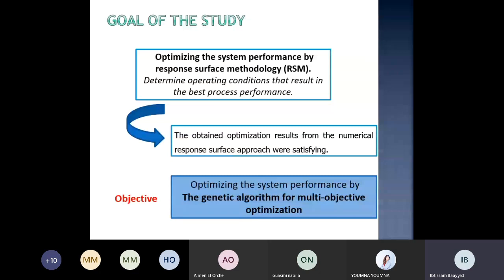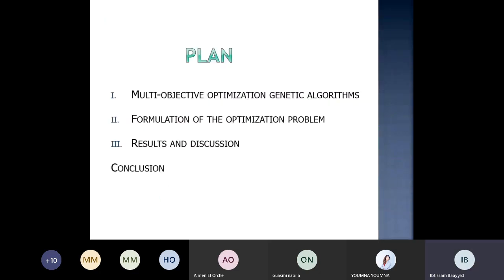So the objective of the work presented today is the optimization of freeze crystallization process performance using genetic algorithms for multi-objective optimization, in order to confirm the trends obtained with response surface analysis. For that, this presentation will be divided into three sections. First, the multi-objective optimization genetic algorithm method. Second, formulation of the optimization problem. And finally, results and discussion.